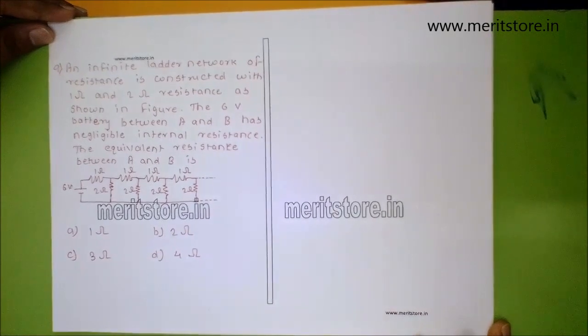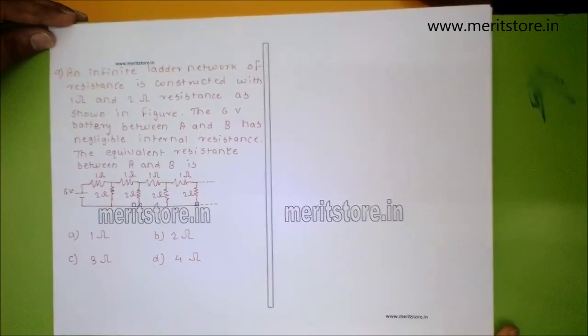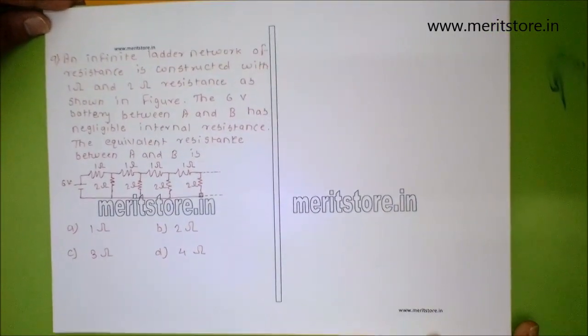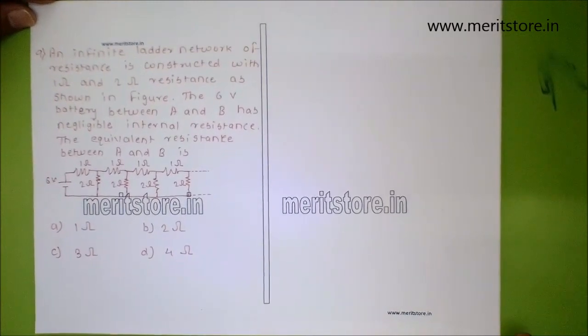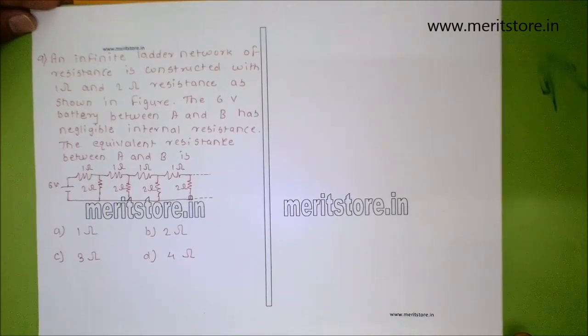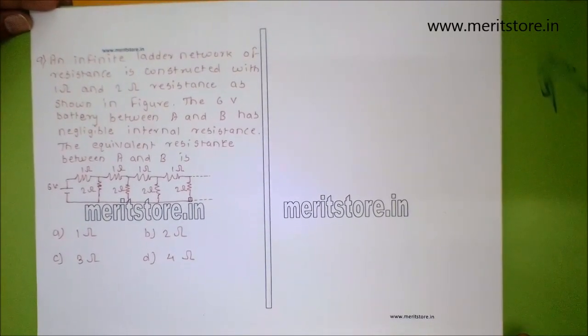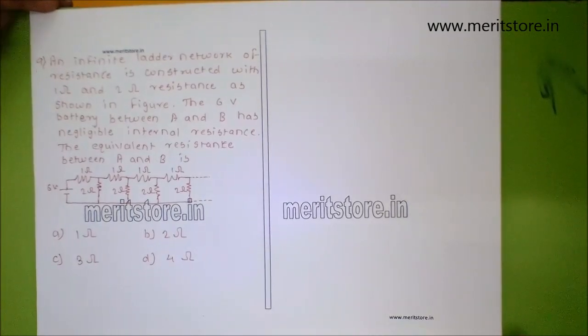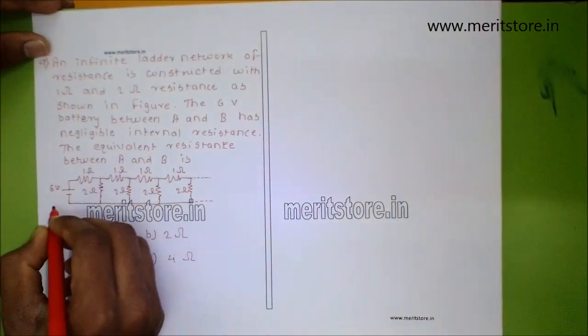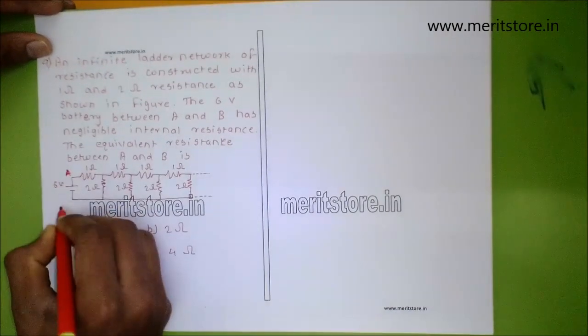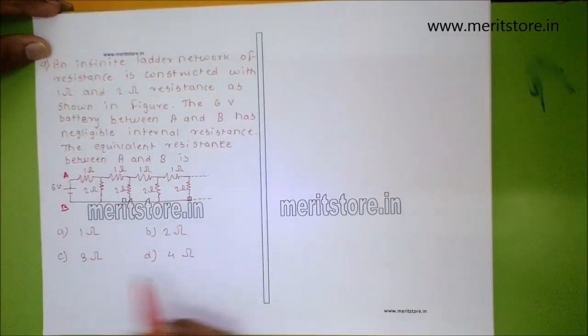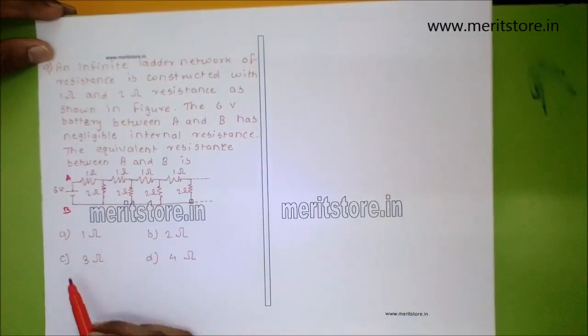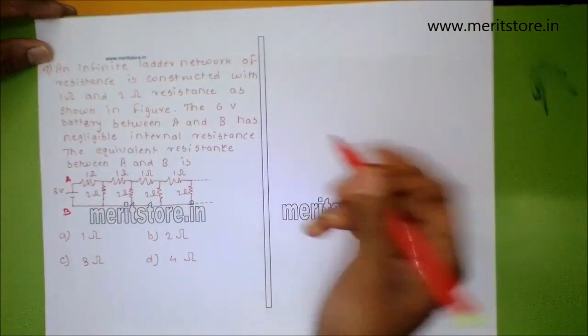Infinite ladder network of resistance is constructed with 1 ohm and 2 ohm resistances as shown in the figure. The 6 volts battery between A and B has negligible internal resistance. The equivalent resistance between points A and B is, we got 4 options: 1 ohm, 2 ohm, 3 ohm and 4 ohms.